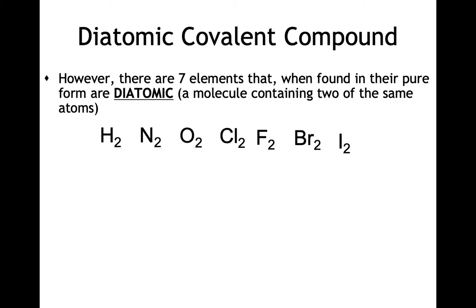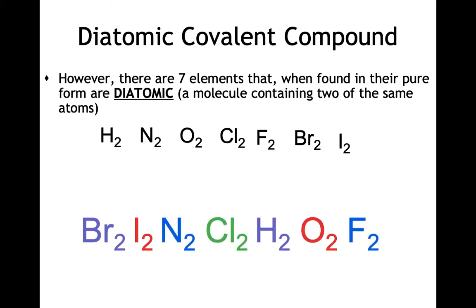I call these the magic 7, and I'll explain why in a moment. Now, if you rearrange these, you can come up with a cute little name to remember which ones are diatomic. Brinkelhoff. So bromine, iodine, nitrogen, chlorine, hydrogen, oxygen, and fluorine, when they're in their pure form, are diatomic, and those atoms will be covalently bonded. Again, it's called Brinkelhoff. It's just a quick little way for you to remember which ones they are.